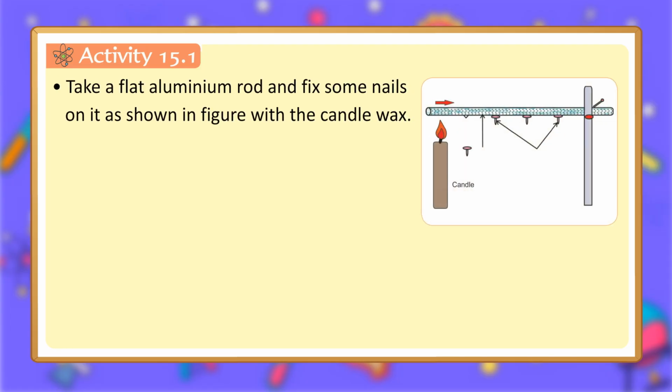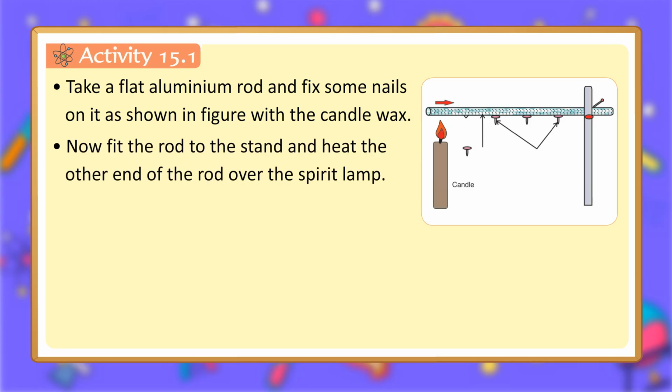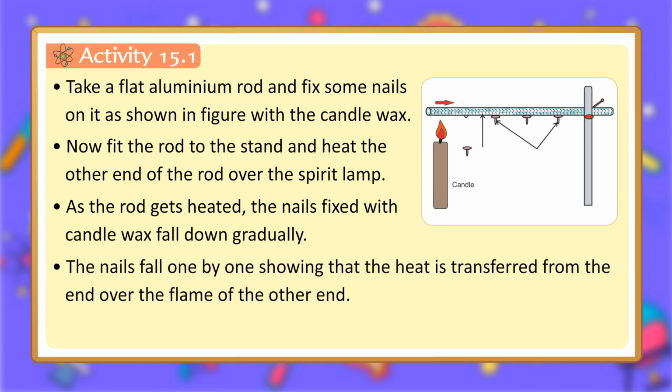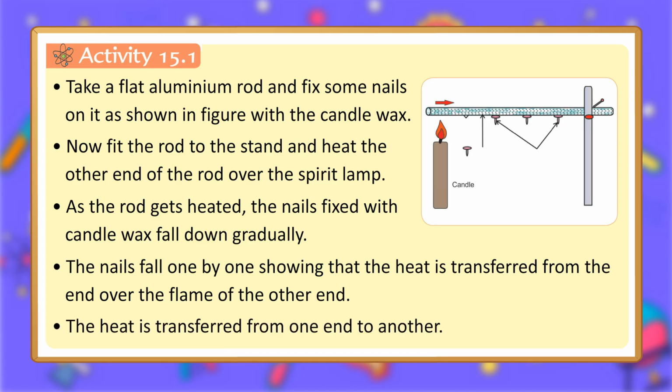Activity 15.1. Take a flat aluminium rod and fix some nails on it with candle wax, as shown in the figure. Now fit the rod to the stand and heat the other end of the rod over the spirit lamp. As the rod gets heated, the nails fixed with candle wax fall down gradually. The nails fall one by one, showing that the heat is transferred from the end over the flame to the other end.